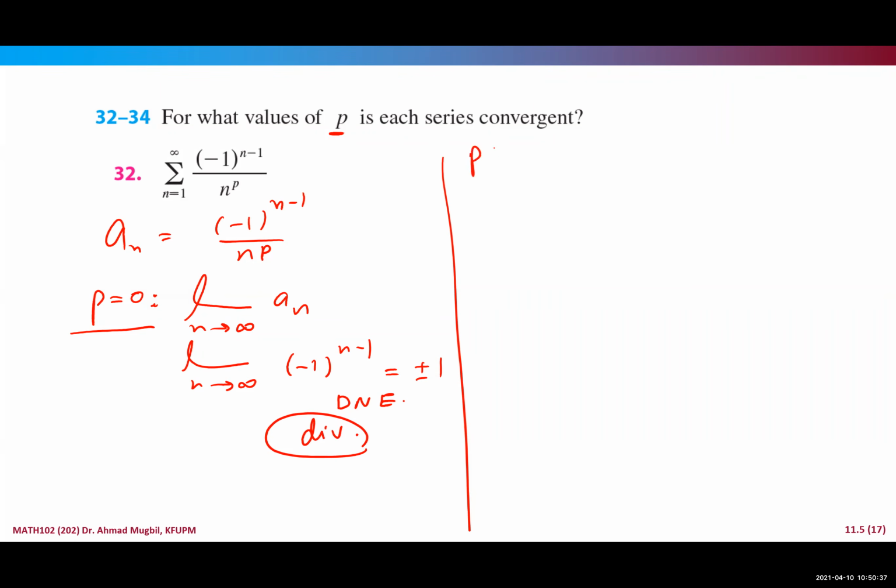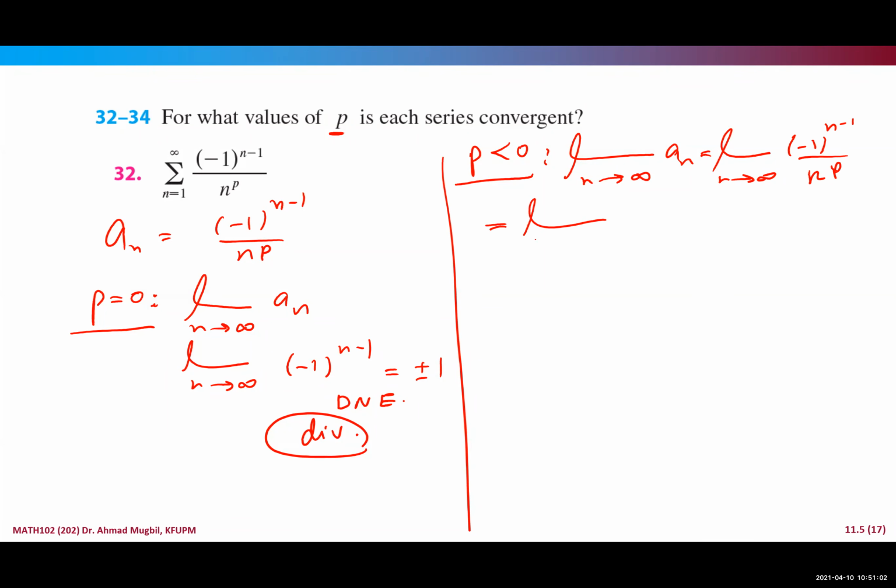Now, if p is less than 0, it will be the limit of the nth term, the limit of negative 1 to the power n minus 1 times n to the power negative p. Because p is negative, the exponent is negative, so n goes in the numerator. Think about n to the power negative 3. You can write it to make it clearer: negative 1 to the power n minus 1 times n to the power 3. This goes to positive or negative infinity, it depends, so the limit does not exist as well. So it is not 0. So the series also diverges in this case.